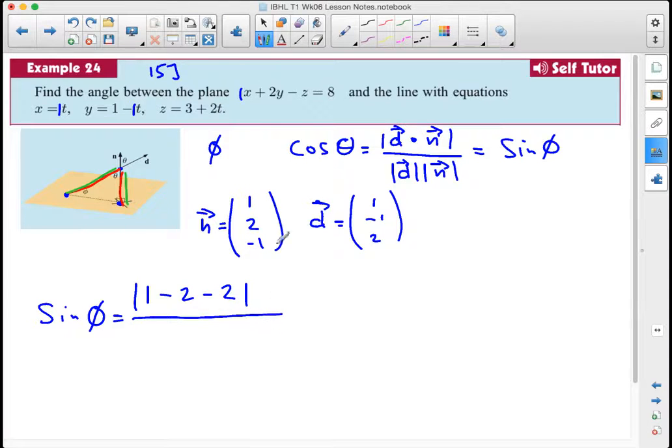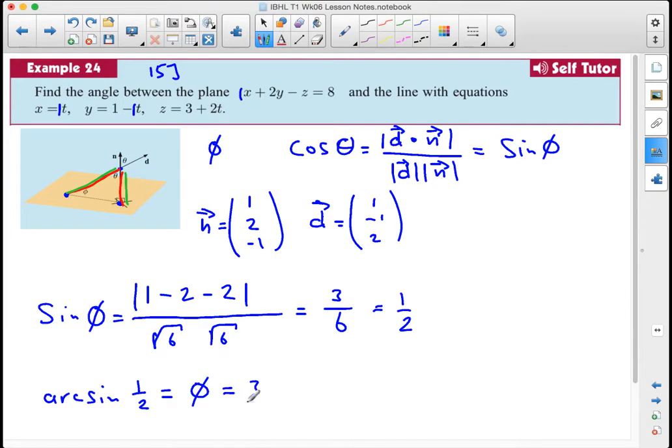And the length of this vector here is 1 plus 4 plus 1, which is the root of 6. And the length of this vector is also the root of 6. So what we get here is 1 take away 4, -3, and the modulus makes it positive. So 3 over root 6 times root 6, which is just 6, which is 1/2. And we know that the arcsin of 1/2 will be our angle, and that angle is 30 degrees.